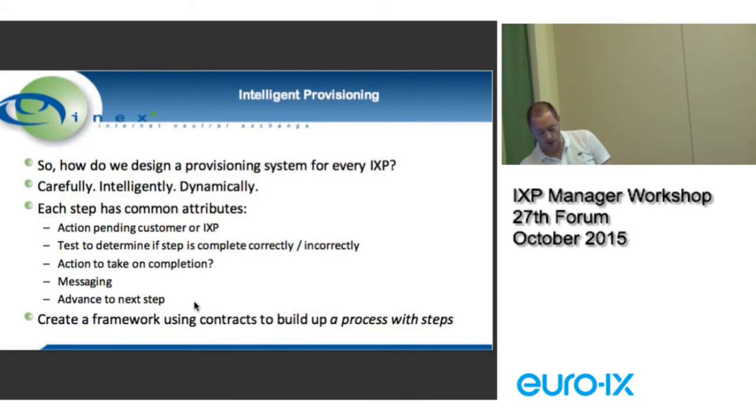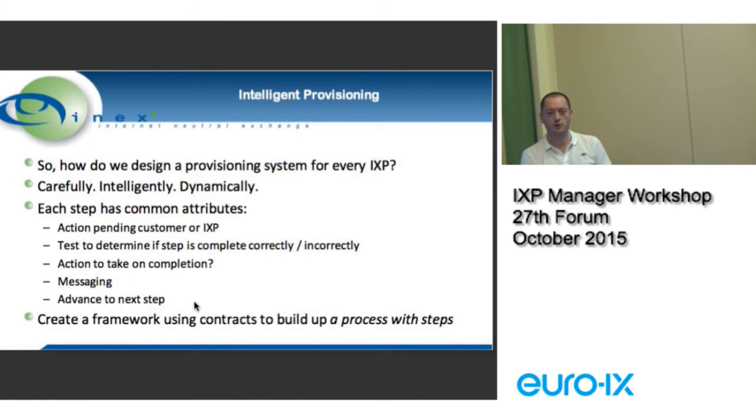So how do we design a provisioning system that will work for every IXP, not just INEX? Well, I think when you look at each step, in any provisioning system or any process system, there's a lot of common steps. So it's whether a particular action is pending on the customer or on the IXP. So who are we waiting for here? It tests to determine if the step is complete correctly or incorrectly. For a cross-connect going in, that could be a port coming up, for example. An action to take in completion. So if the system sees a port come up, we move on to the next step in the provisioning system.